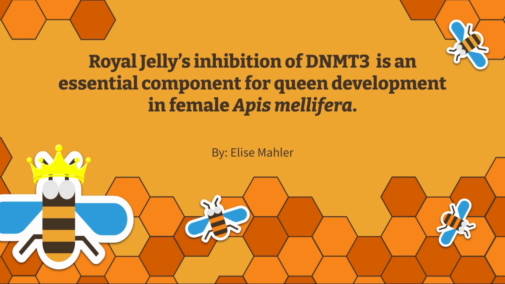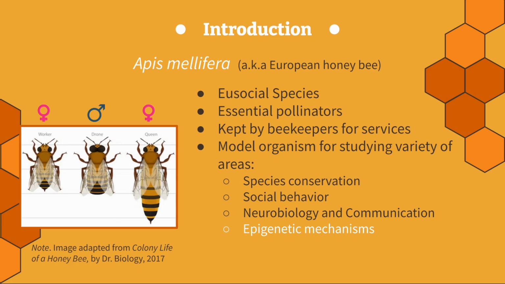Today we'll be discussing how royal jelly's inhibition of DNMT3 is an essential component for queen development in female Apis mellifera. Apis mellifera, or the European honeybee, is a eusocial species that lives in large, complex colonies with a highly organized division of labor and caste differentiation.